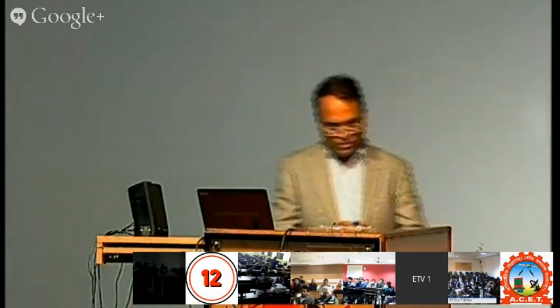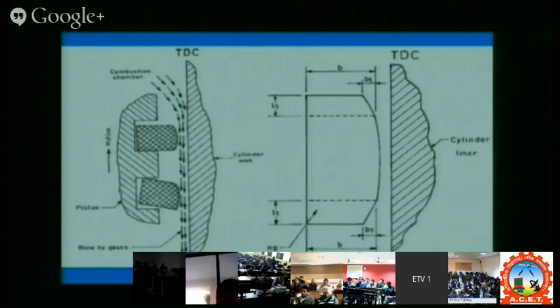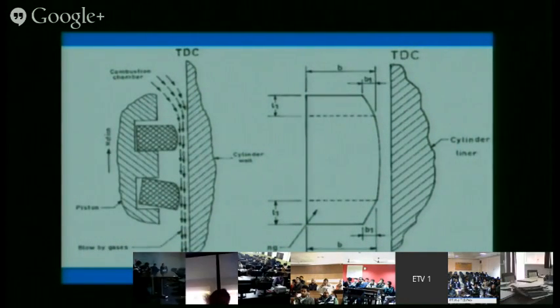So the concern here is that if the piston ring is properly designed, there is scope to save fuel, to make the engine energy efficient, and at the same time we can save lubricating oil as well.